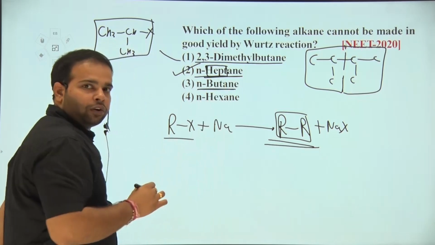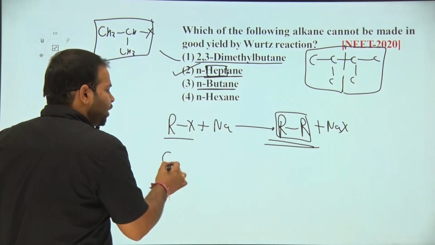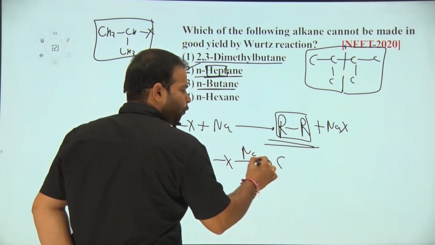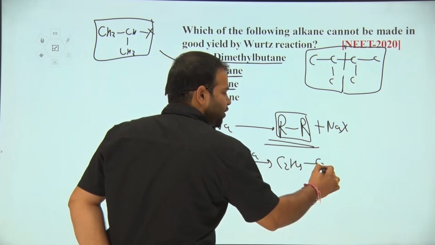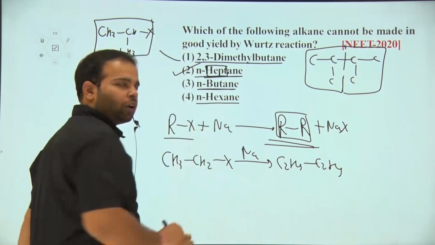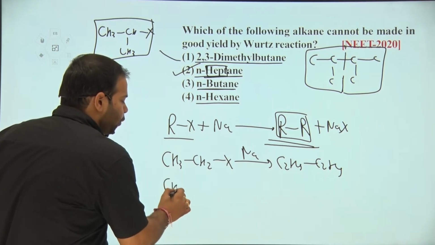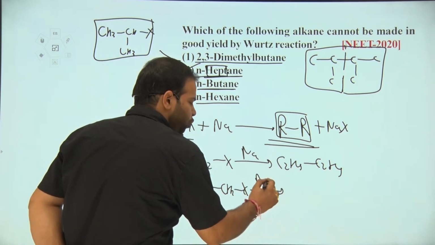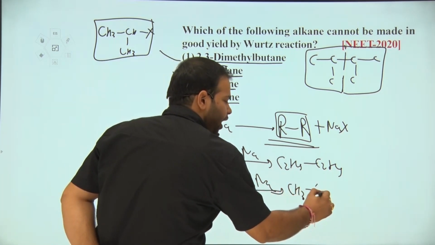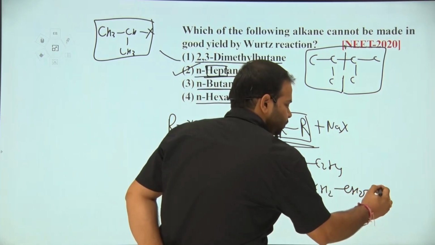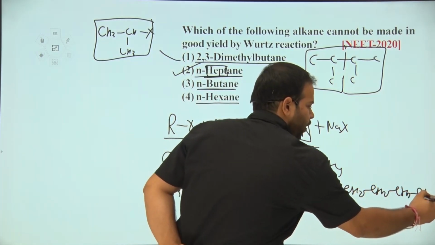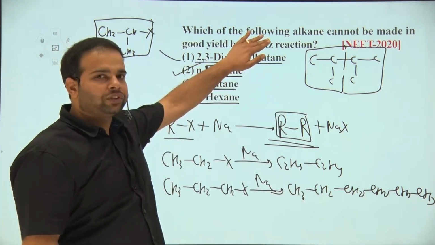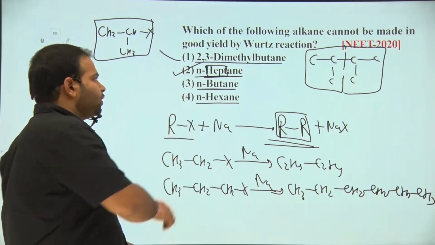n-Butane can also be divided into two equal parts, that is ethyl, meaning it will be formed by ethyl halide. Ethyl halide reacts with sodium to form C2H5-C2H5, that is n-butane. Last one, n-hexane, is also a symmetrical alkane formed by n-propyl halide, which when reacted with sodium will give us n-hexane. Clear? So the first, third and fourth alkanes can be formed in good yield by Wood's reaction, but the second cannot be prepared. So the answer is second.